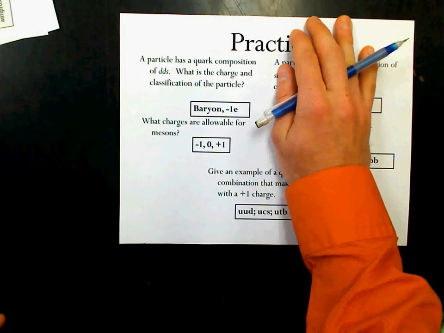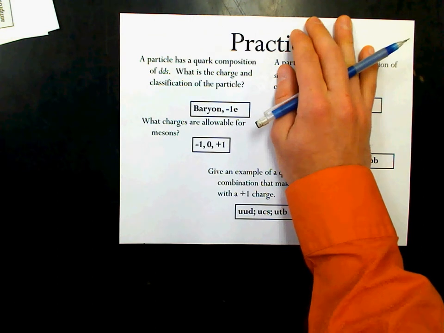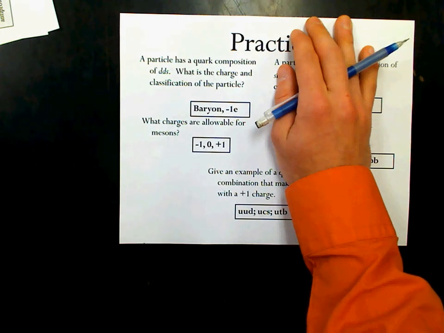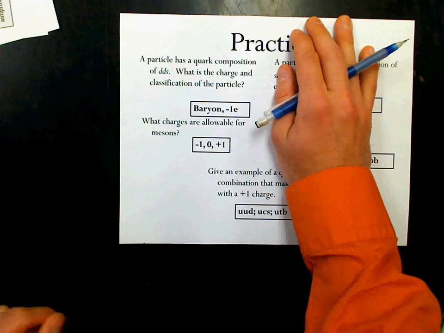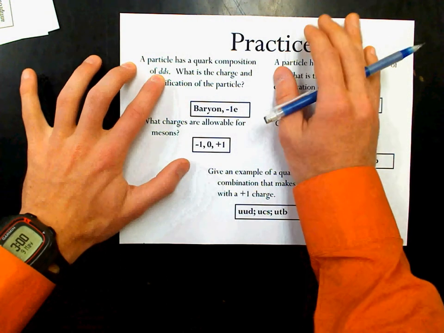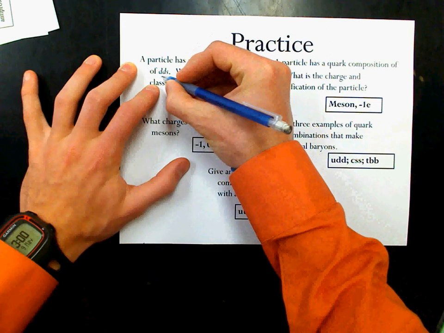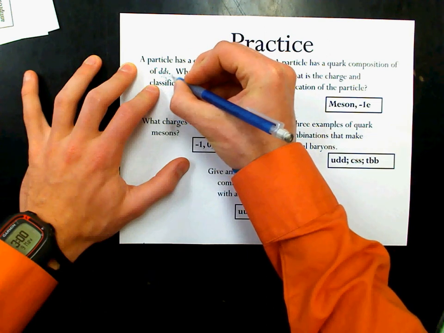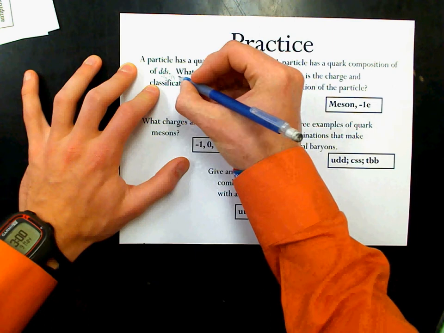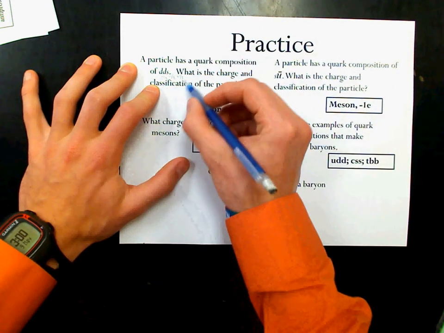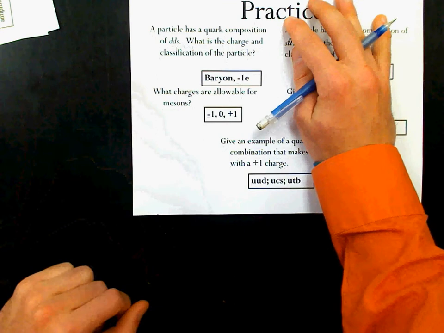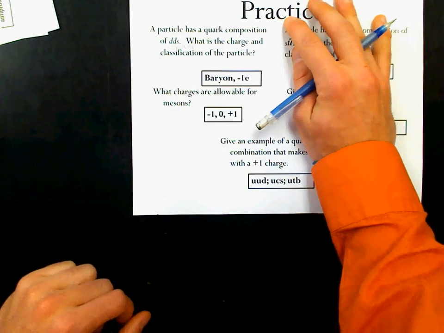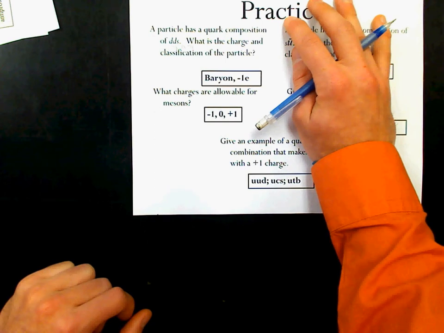Okay, try this one out. So we have a down, down, strange quark composition. And what would be the classification? Remember, there's 3 quarks. What is a classification of 3 quarks? Okay, so we have down, which is -1/3, a down, which is -1/3, and a strange, which would be -1/3. We've got 3 -1/3, so we're going to have -1e. So our charge would be -1 elementary charge.